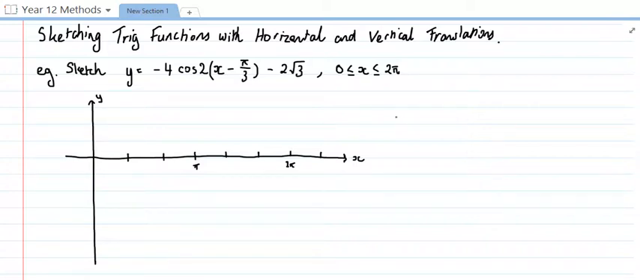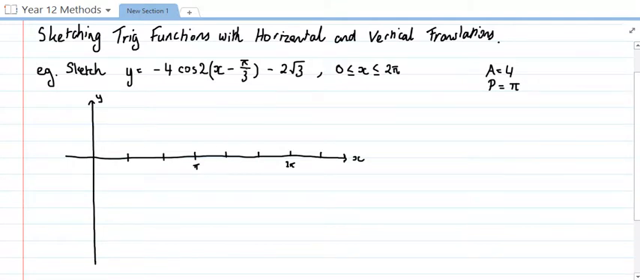So I'm going to take notice of the transformations that are happening to the graph. I can see right away that the amplitude in this case is 4. And the period will be calculated as 2 pi over n. In this case, n is 2 because it's that 2 right there in front of the x. So it's 2 pi over 2, which just works out to be pi. So that's kind of nice.